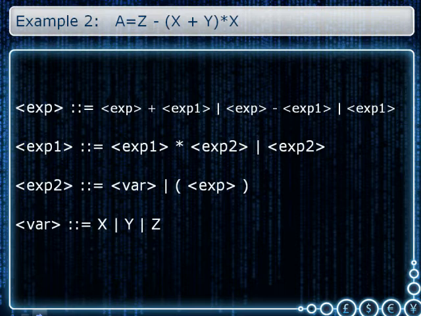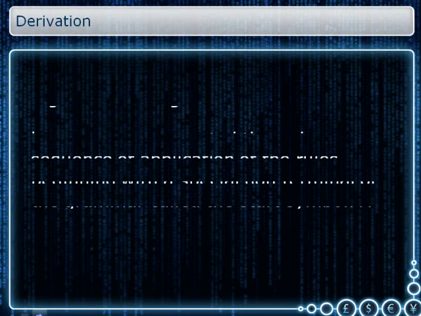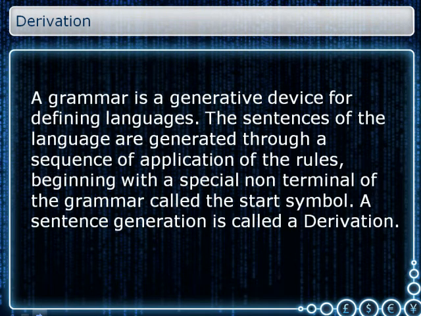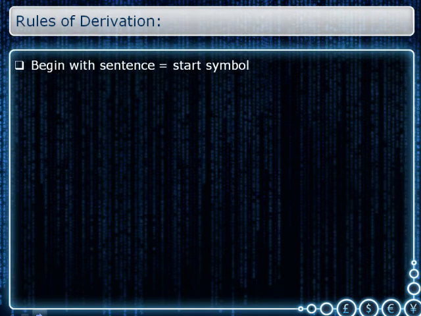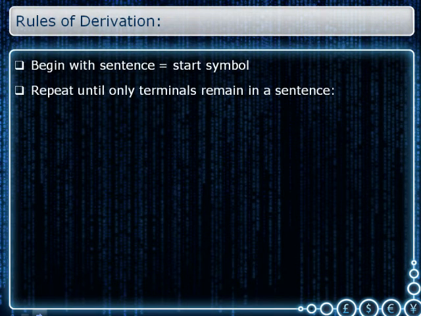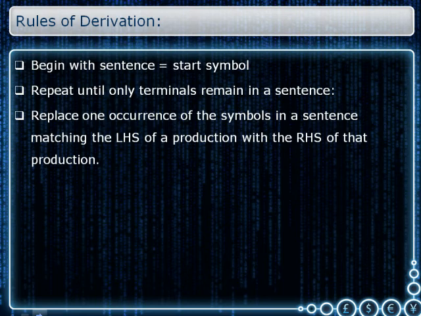A grammar is a generative device for defining languages. The sentences of the language are generated through a sequence of applications of the rules, beginning with the special non-terminal of the grammar called the start symbol. A sentence generation is called a derivation. In a grammar for a complete programming language, the start symbol represents a complete program. Rules of derivation. First, the derivation should begin with the start symbol. Second, it should repeat until only terminals remain in the sentence. Third, replace one occurrence of the symbol in the sentence matching the left hand side of a production with the right hand side of that production.